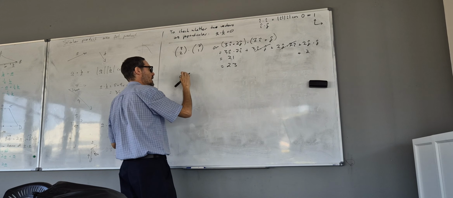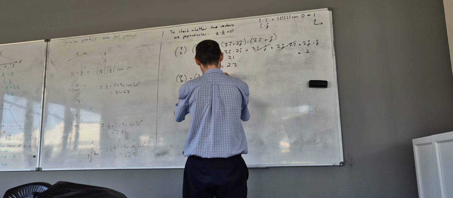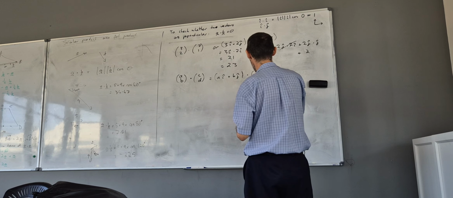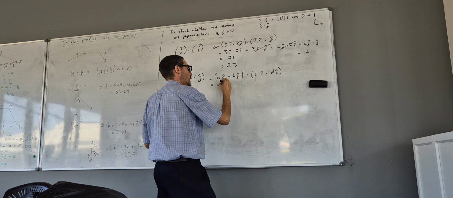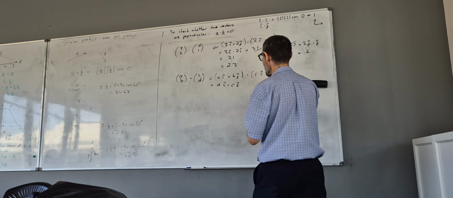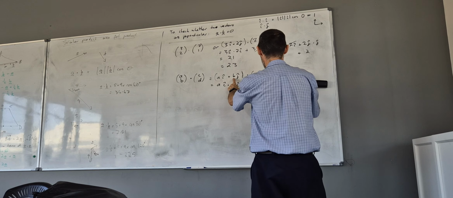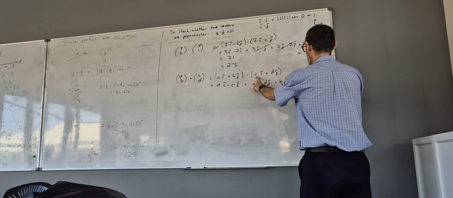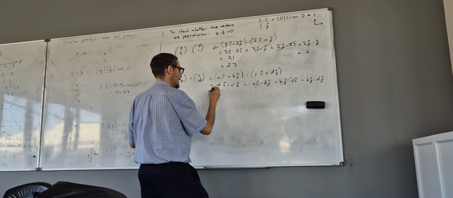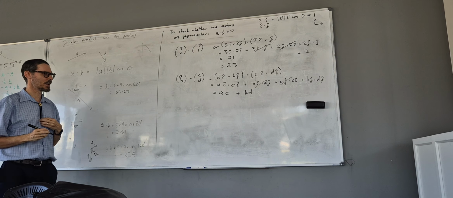A, B, let's do it this way. AB dot CD is, if you want, A i hat plus B j hat dot C i hat plus D j hat, which is A i hat dot C i hat plus A i hat dot D j hat plus B j hat dot C i hat plus B j hat dot D j hat, which is AC plus BD. You can go straight from this to that.